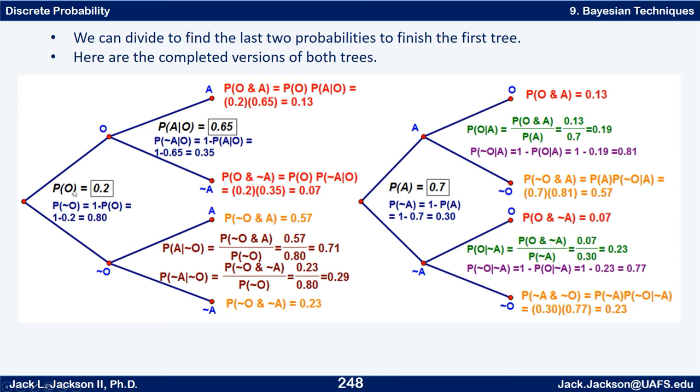So you could check all the pieces now of the trees. If you add these two up, it's 1. If you add these two up, it's 1. Add these two, it's 1. Add these two probabilities, it's 1 here.